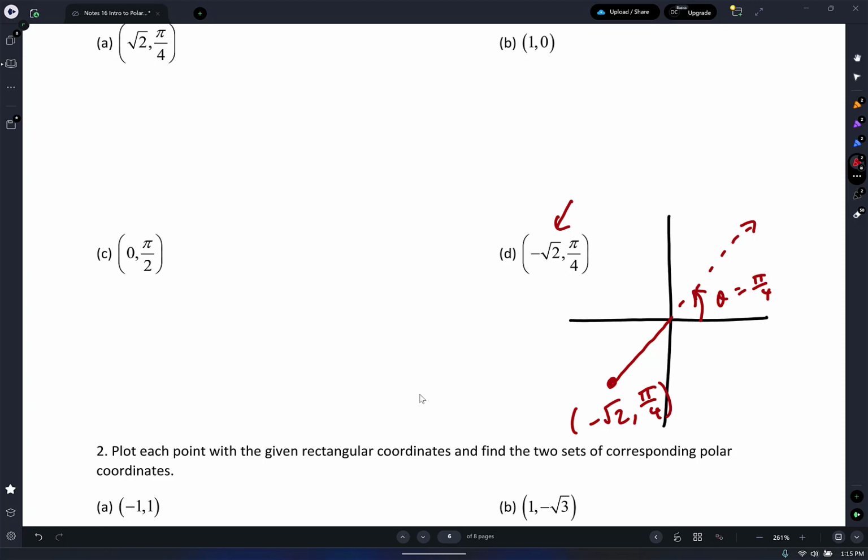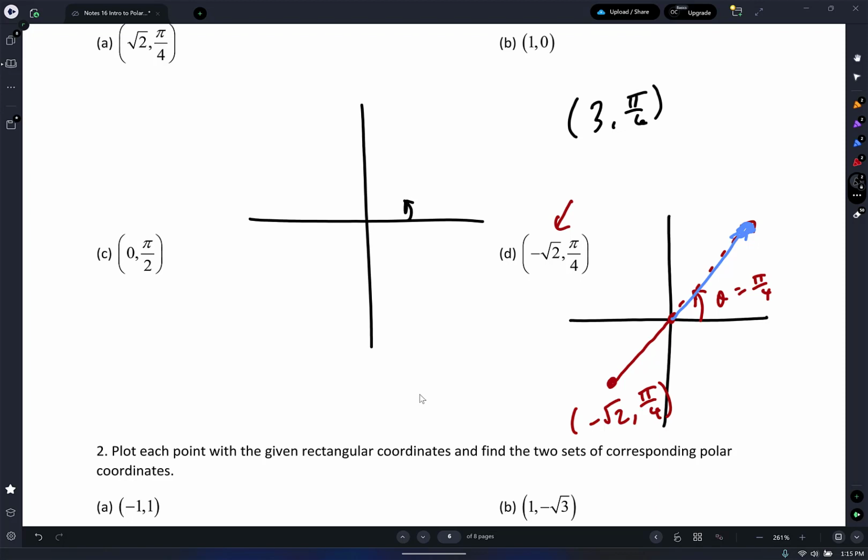See? If r would have been positive, remember, you always start from the origin. I would have gone that way, and I would have been in quadrant 1, and I would have been here. You know what I mean? I get it with the pi over 4, but with the negative square root of 2, all that means is go backwards. So if I have something like, I'm just making this up, 3 comma pi over 6, that means you go to pi over 6, and then from the origin, you stretch out 3. That's 3 comma pi over 6.